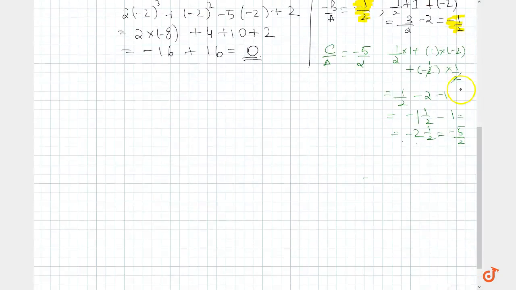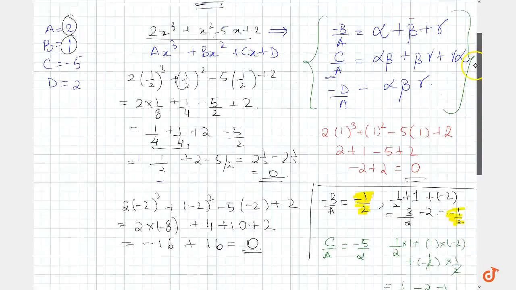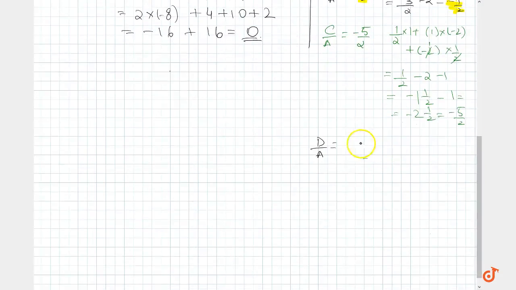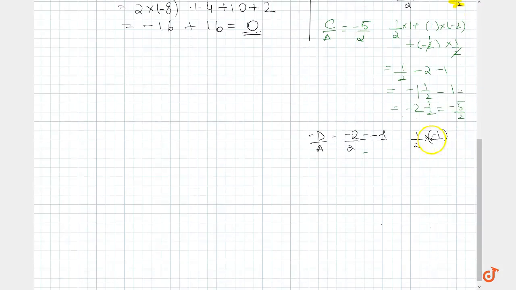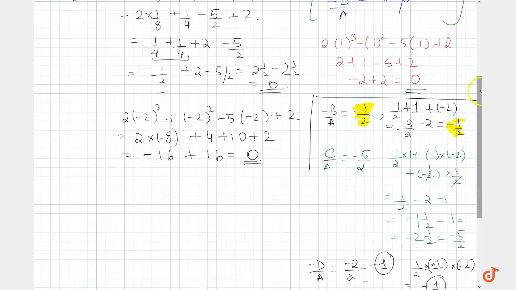Then we have alpha beta gamma. So minus d by a is minus 2 by 2, which is equal to minus 1. We have 1 by 2 into 1 into minus 2, right? So this is basically equal to minus 1. So both of these are equal, so this is also verified. So all the relations have been verified.